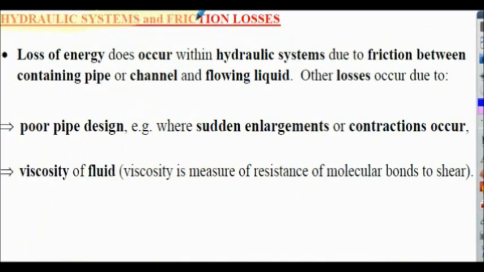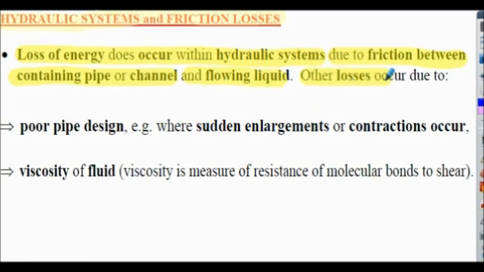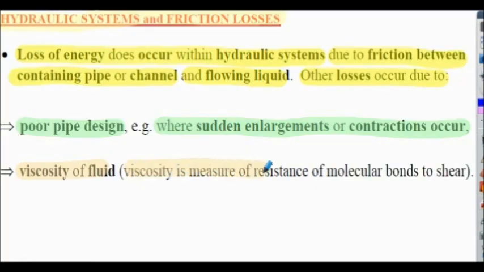Hydraulic systems and friction losses. Loss of energy does occur within hydraulic systems due to the friction between the containing pipe or channel and the flowing liquid. Other losses can occur due to poor pipe design, for example where sudden enlargements or contractions occur, and the viscosity of a fluid. Viscosity is the measure of resistance of the molecular bonds to shearing effects within fluid flow.